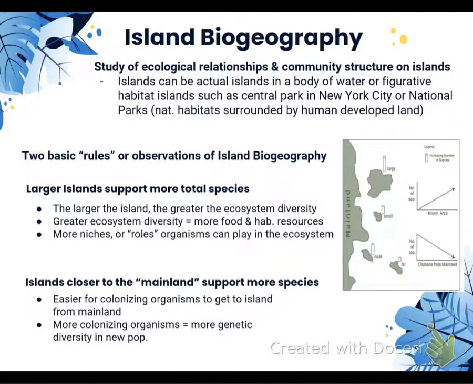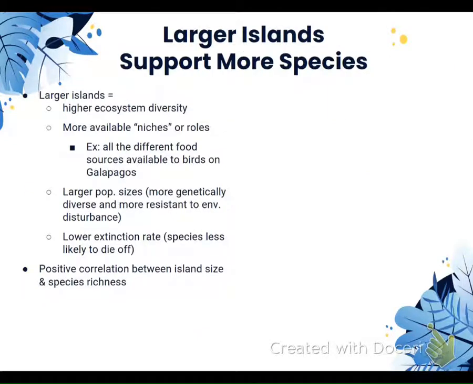If we look here, we can see in the top graph that as you get larger and larger islands, you're going to get more and more species, as seen by both the graphic and the graph. If we look at the bottom one, you can see as you get farther away, there are fewer species there. The graph says the same basic thing.